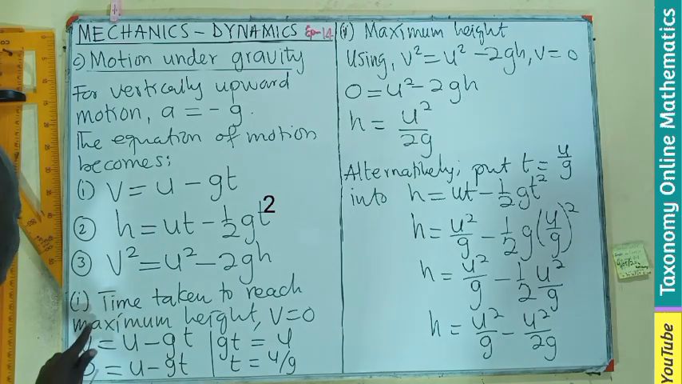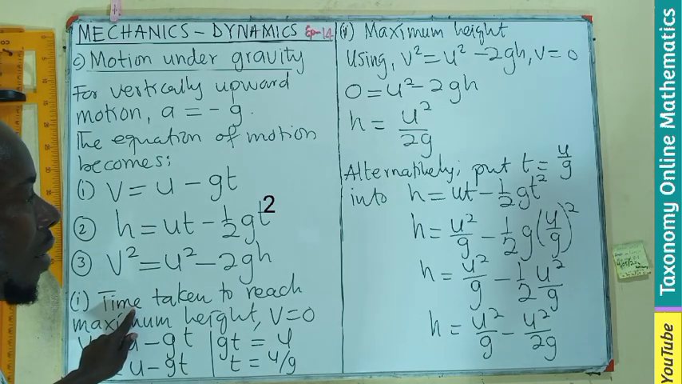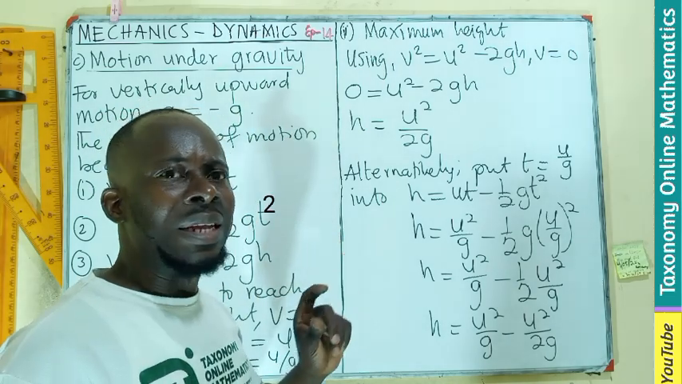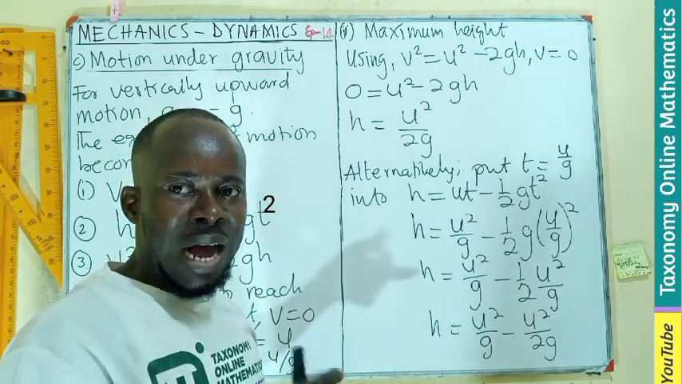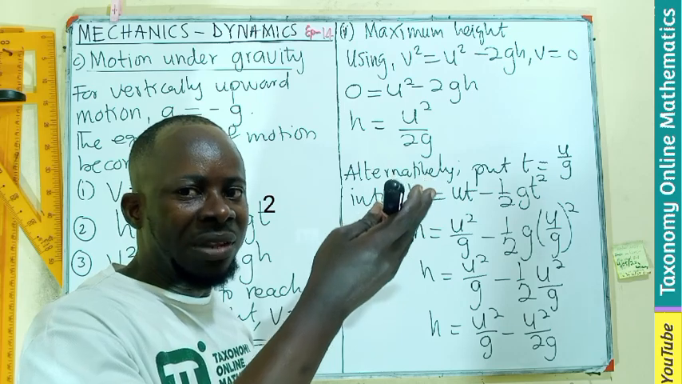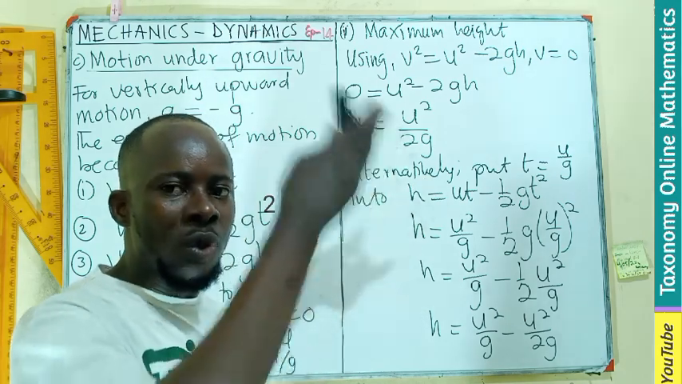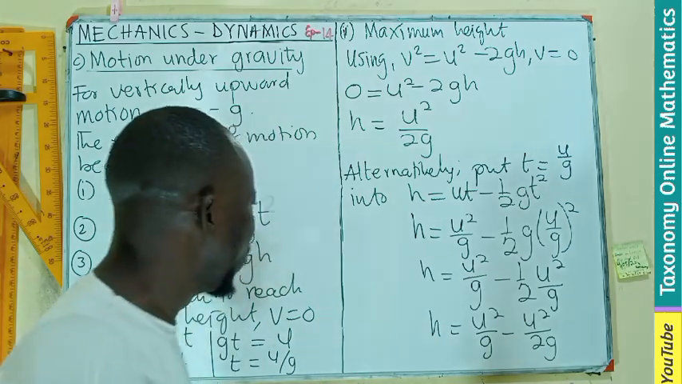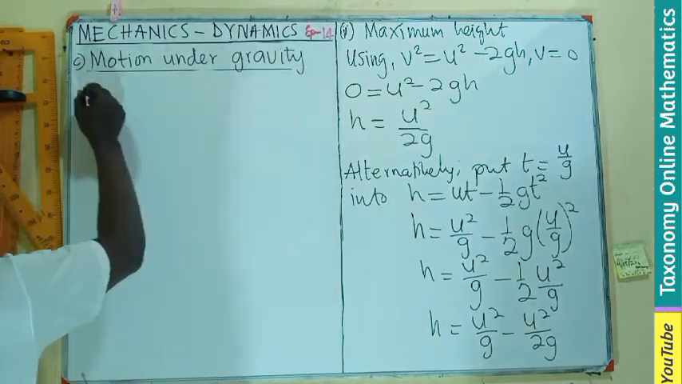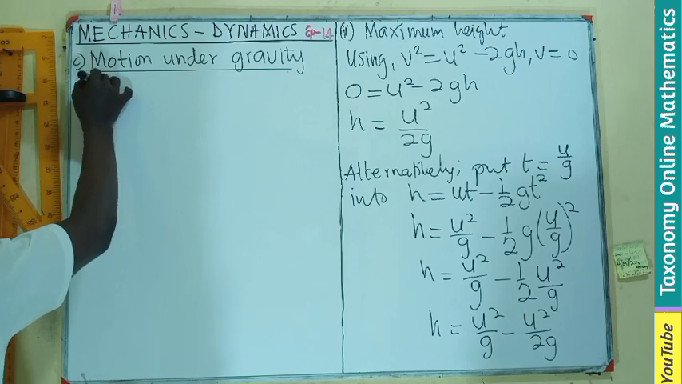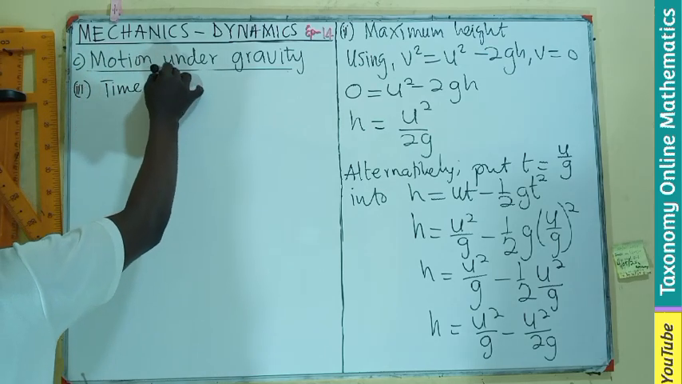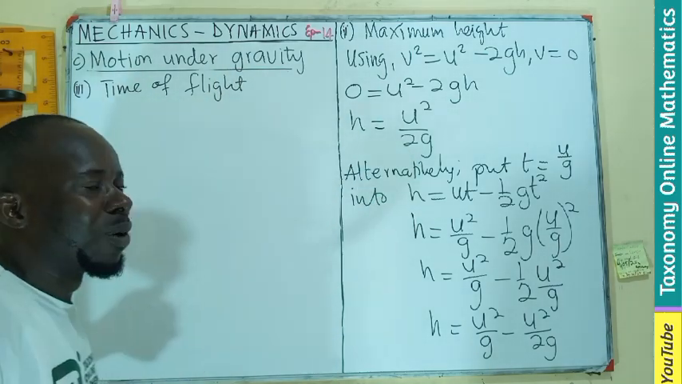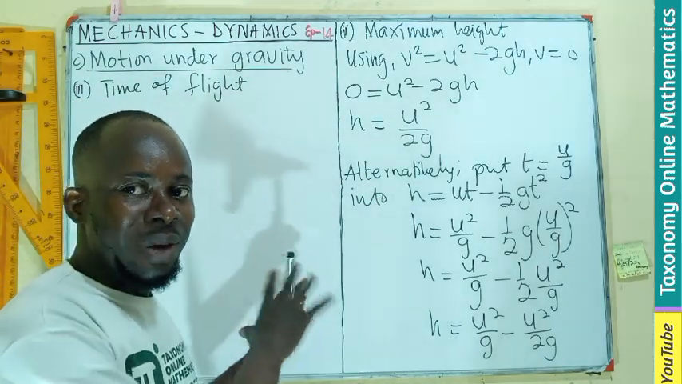All right. First, time taken to reach the maximum height. Second, maximum height. Third could be the time of flight. As the body is thrown upward, definitely it comes down. So the time it takes to go up and return back, that is the time of flight we are looking for. So let's see how we can find that also. So this is number 3, which is for time of what? Flight.